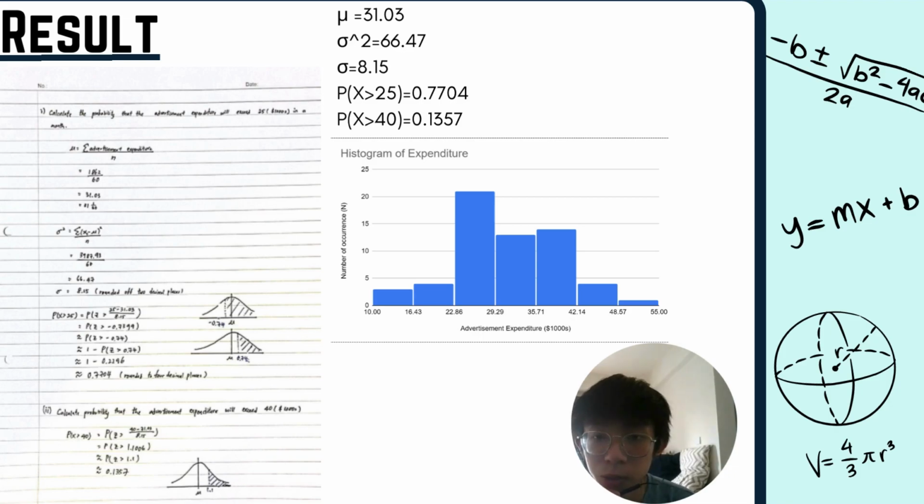And here also given two situations. One is greater than $25,000 of expenditure, and another one is greater than $40,000 in expenditure. So first we have to find the mean, which is 31.03. Then we can find the standard deviation, which is 8.15. And so you can find the z-score for the first case, and then from the z-score we can find the probability using the table, which is 0.7704 as approximate. And then the second one is when the expenditure is greater than 40,000. Then finding the z-score from the given mu and the standard deviation. Then from the table we can find that the probability of happening is 0.1357, and to the right side is a normal distribution for the set of data.